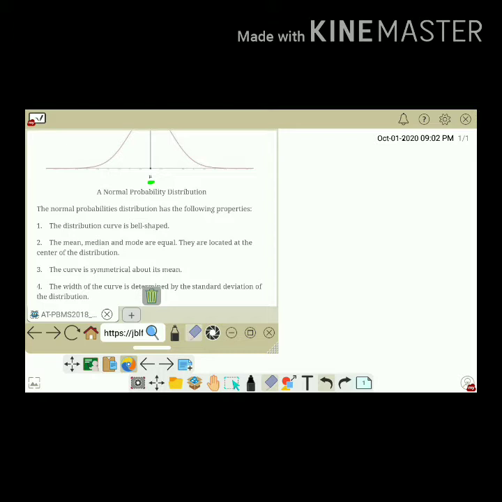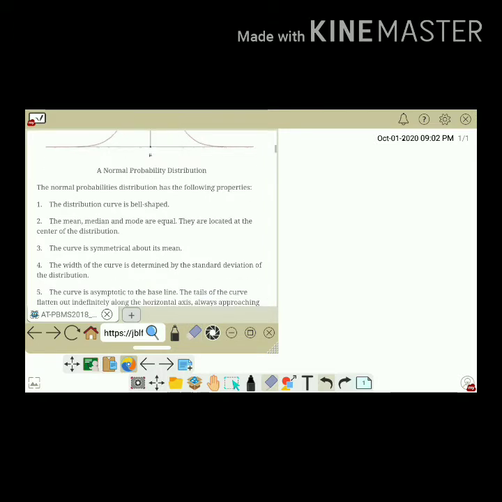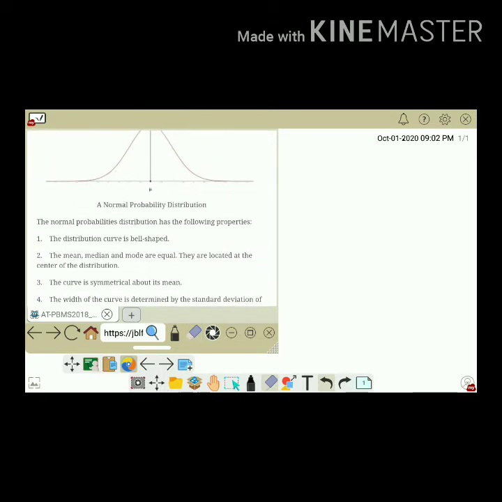Next, the width of the curve is determined by the standard deviation of the distribution. What do we mean by that? Later on we will discuss the standard normal curve. For a normal curve, the width of the curve is determined by the standard deviation. As you can see, we have data, which we call the x values. We label your normal curve below.